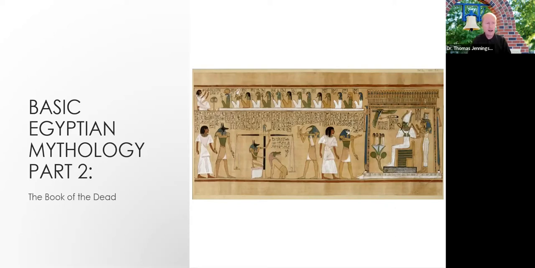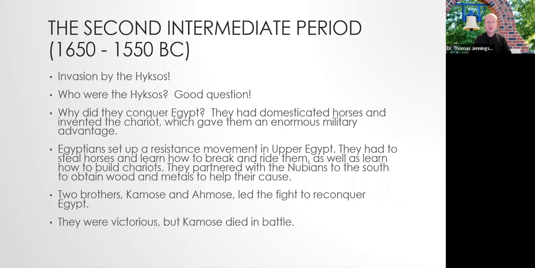So that brings us to another crisis, the second intermediate period. And for the first time in Egyptian history, they are invaded. This is a very fair comparison, actually. This is Egypt's 9/11 moment. Everything changes for Egypt after this point because they had never even believed that they could be invaded.